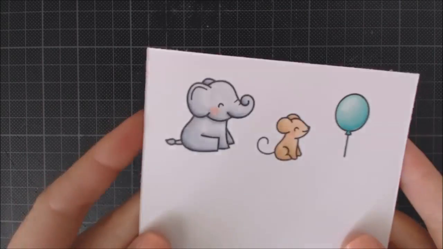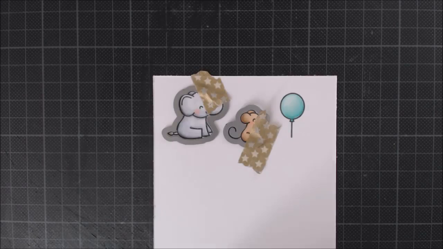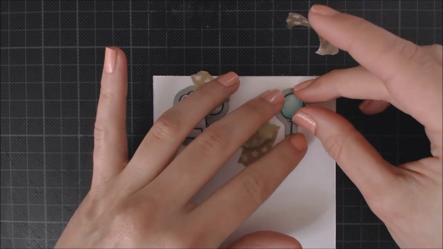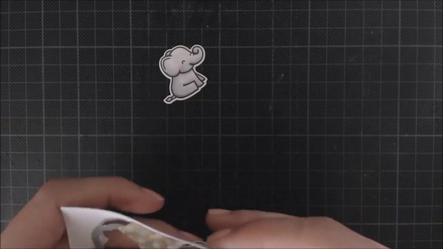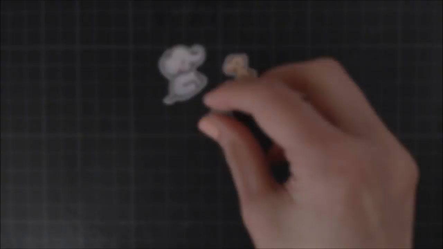So now all the coloring is done, and I'm going to use the coordinating Elfie Selfie dies to cut out my images, securing them using some washi tape before running my panel through my die cutting machine.